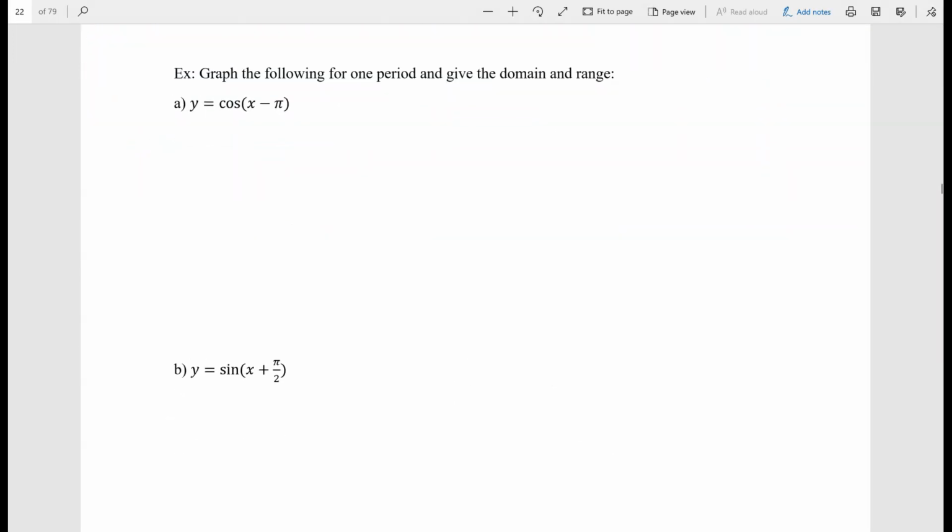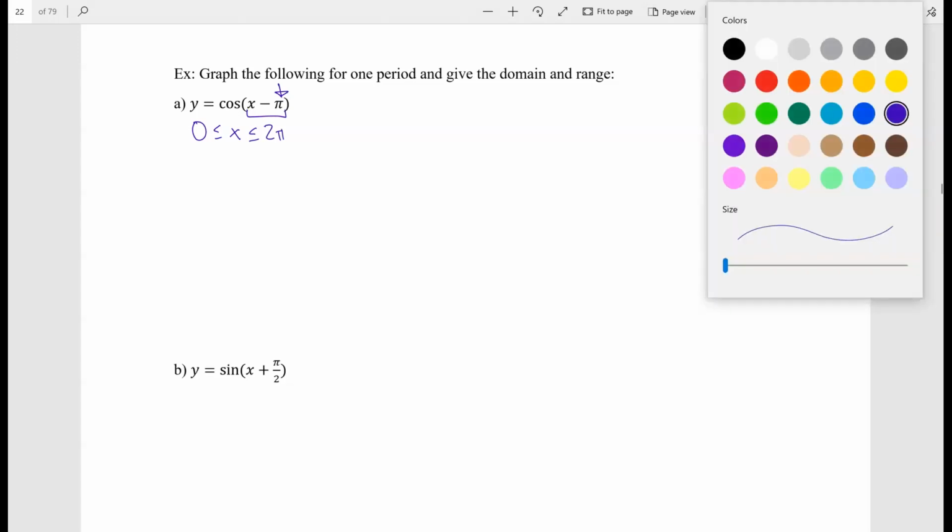So let's start off with this example. Graph the following for one period and give the domain and the range, okay? The first thing that you see is that there's a shift. What this pi is doing is shifting it pi units. So it's not going to be from 0 to 2 pi anymore; I'm shifting the whole thing pi units over. So where is the new period going to be? The way that I like to do it is 0 less than or equal to x less than or equal to 2 pi. That's where one period lies.